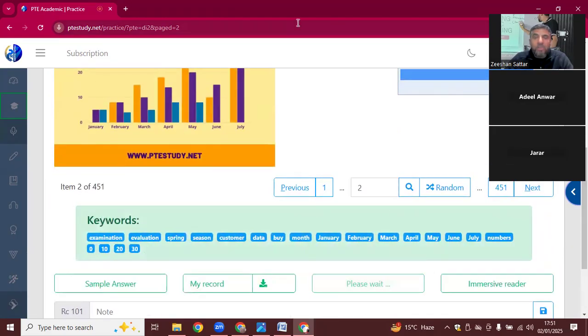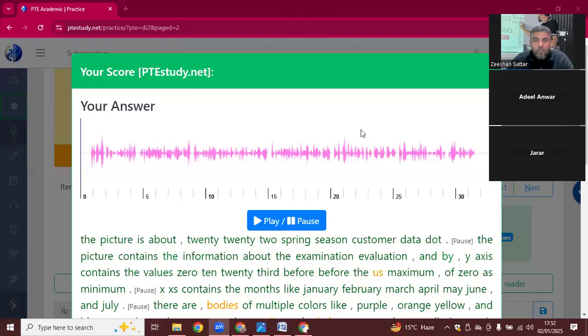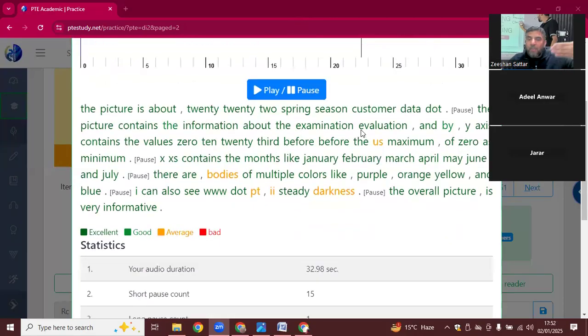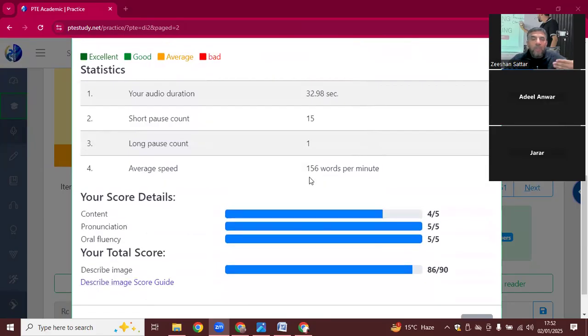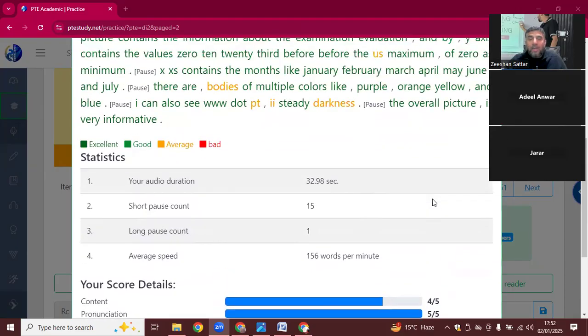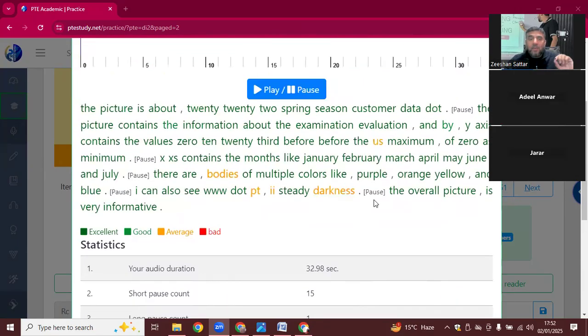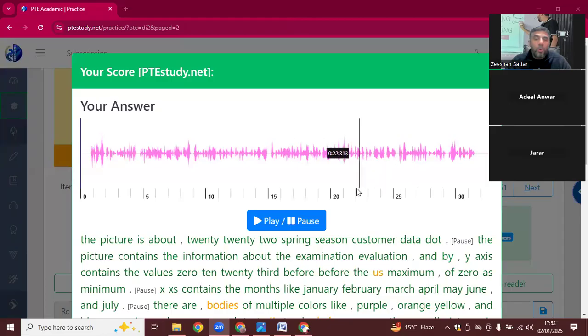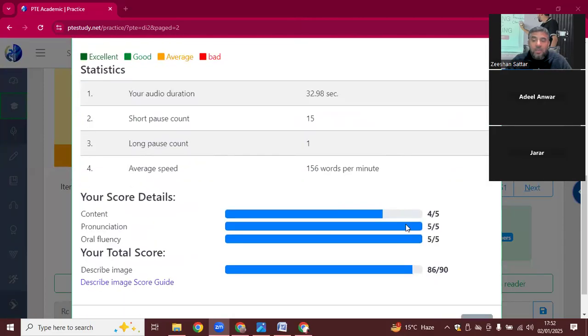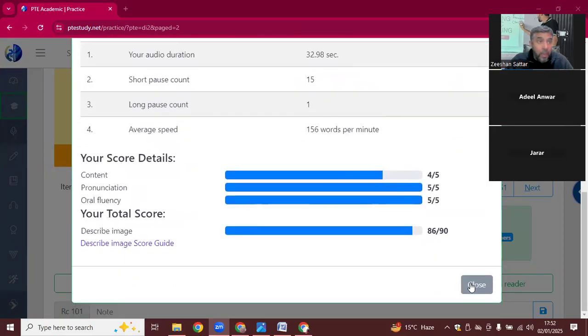So now we check the score. It is what the right way of making an answer. So now we have completed, and now see 156 for the fluency speed, and we are at 86 out of 90, and it is 5, 5, and 4. Content may be 1 lesser. This may be because of a few yellow words, some words we are missing, but it is the overall right scheme of answering the question and handling the question in the best way.